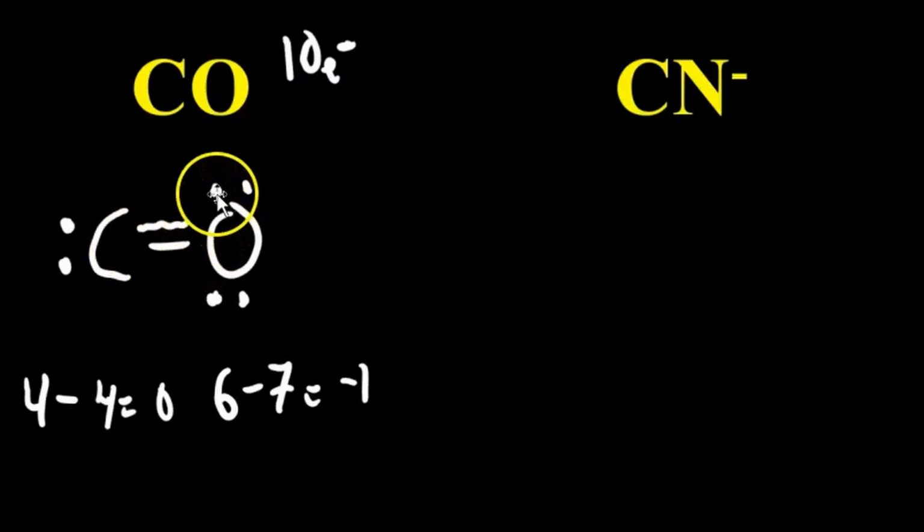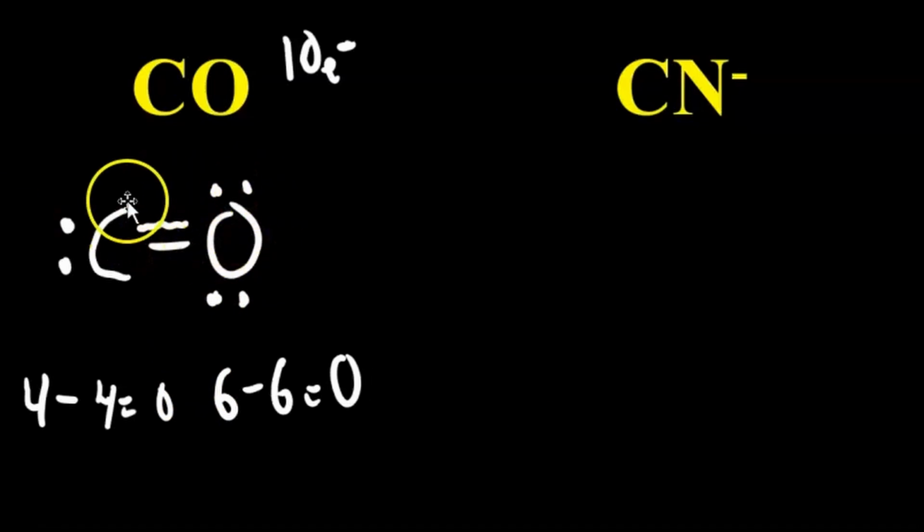And oxygen is now 0, 1, 2, 3, 4, 5, 6. So there's no charge. So that might seem okay because we've gotten rid of all the charge, but carbon doesn't have a complete octet. And that's one of the most important rules. That's right at the end, the central atom.